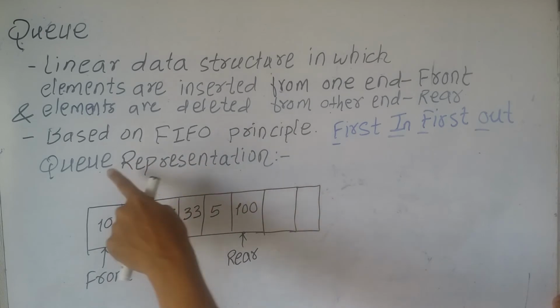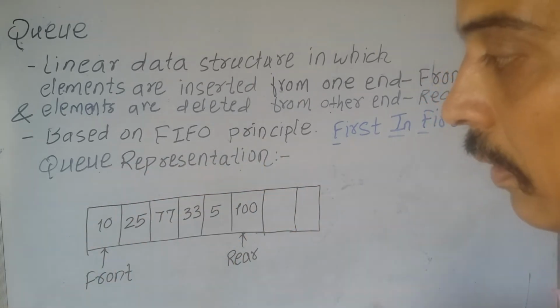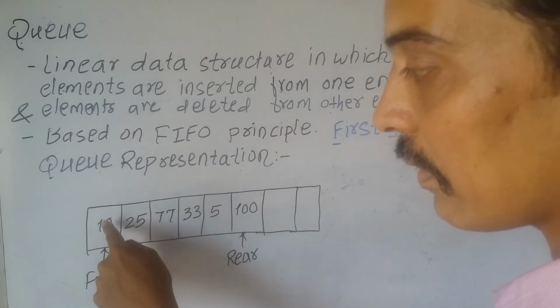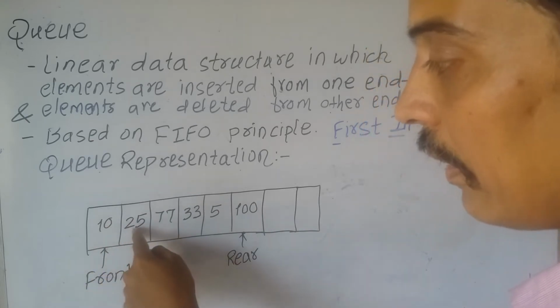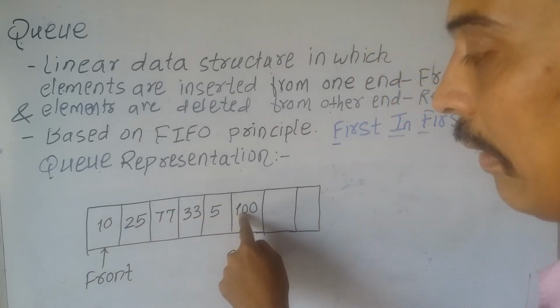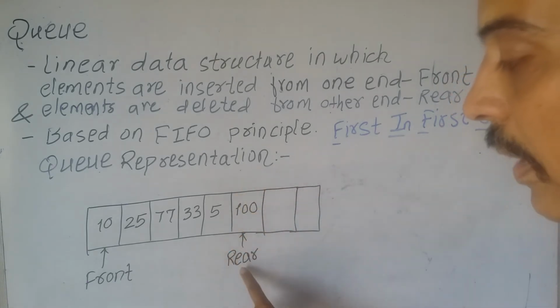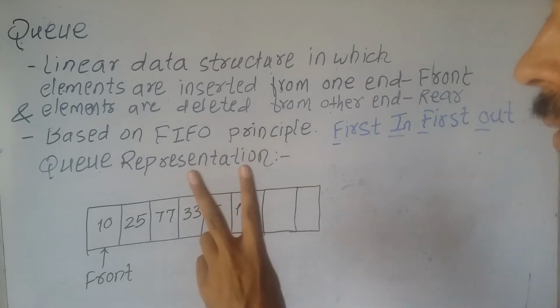What is the queue representation? If I consider that this is a queue, then 10 is the element which is inserted first in the queue, so 10 is indicated by front. Then I insert the remaining elements, and the last element I insert is 100, and it is indicated by the rear indicator or pointer. So there are two ends available.